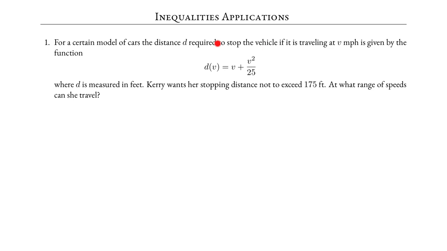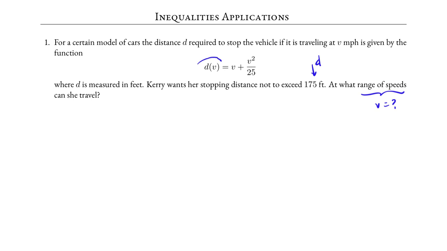Well, given this equation where d represents the stopping distance in feet and v is the velocity or the speed the car is traveling in miles per hour, we're asked to find the range of speeds. So in this case, we're asked to find v. We were given 175 feet as the stopping distance, so this will be d. D is a function of v.